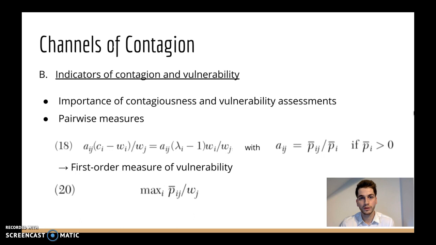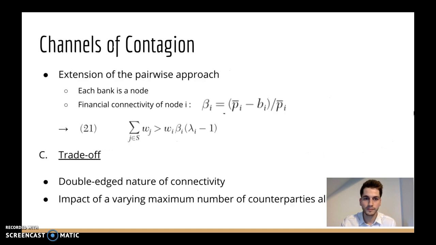In order to avoid too high vulnerability levels, the Basel Committee put a limit to any single counterparty at 25% of the bank's Tier 1 capital. The pairwise approach can be extended in order to assess the vulnerability of subsets of banks to the default of one single bank. We consider that each bank is a node and define the financial connectivity of a node, beta_i, as you can see in the equation beta on the slide.